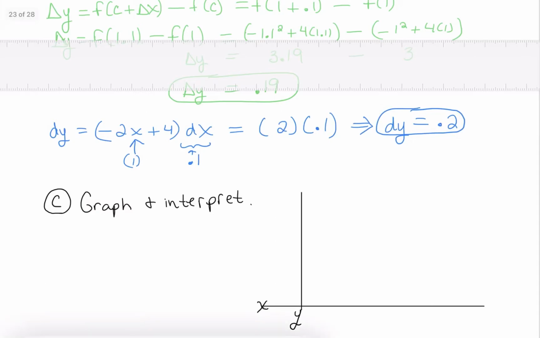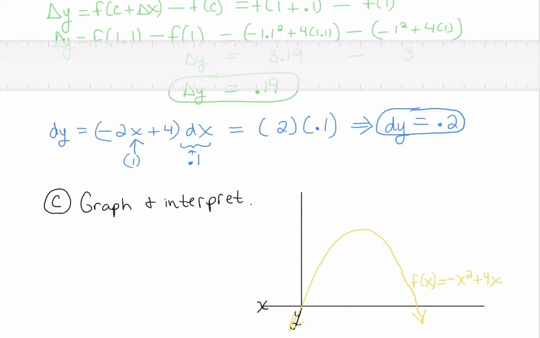Okay, and let's go ahead and get a graph of our parabola here. So let's say that our parabola, this is going to be a rough sketch. Of course, you could look at your graphing calculator to get a nice good sketch here. But this is going to be just a rough sketch of our parabola here, which is f of x equals negative x squared plus 4x.